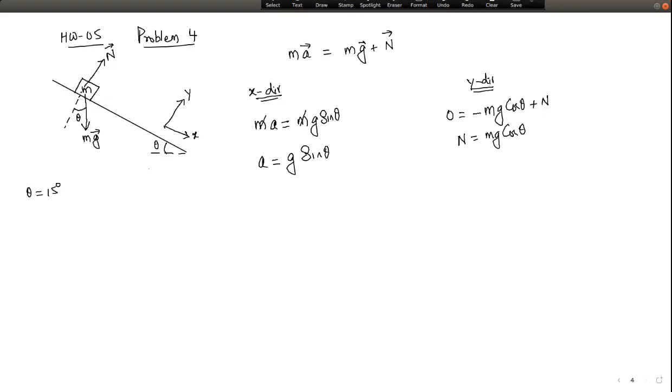But before I proceed, I can say what is the acceleration here. So this is 9.8 times sine of 15, which will be equal to, and that's 2.5 meters per second square.